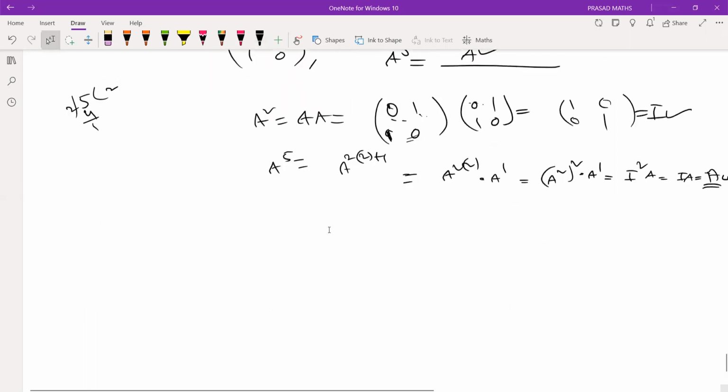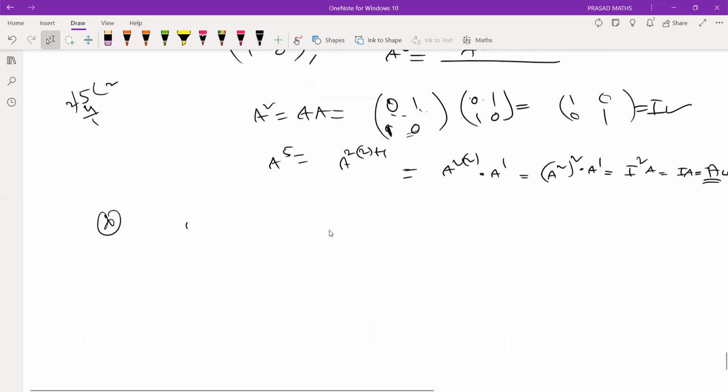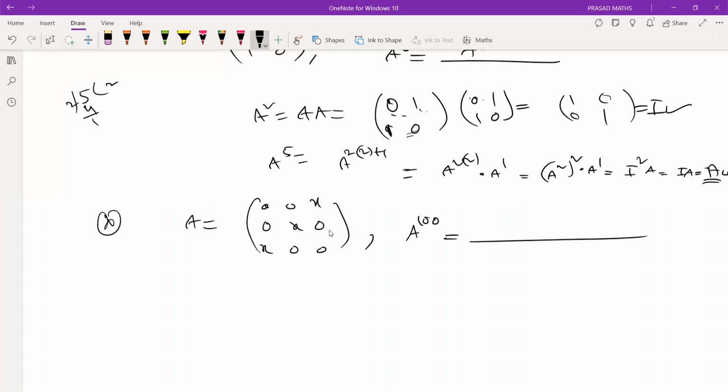Right? Suppose you're given a matrix 0 0 x, 0 x 0, x 0 0. Suppose you're asked to find A power 100. What is that? So what is the best technique? You need to compute A square. Look at the nature. Apply mathematical induction. You get the answer.